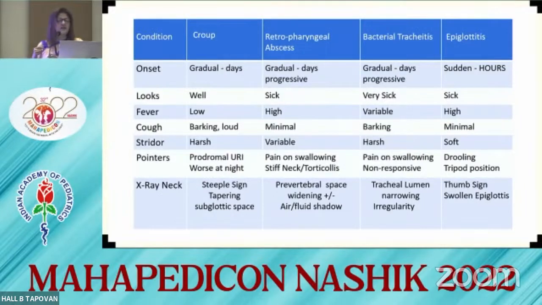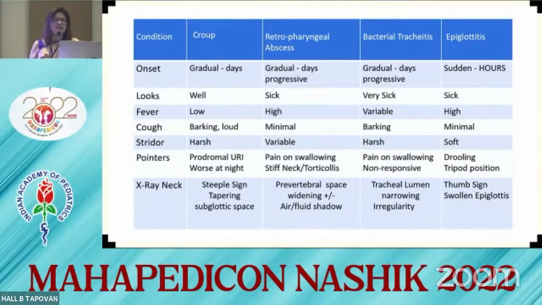In a retropharyngeal abscess, this is a sick child, gradual progression, minimal cough, and this child will have a stiff neck. He will hold his neck because the abscess is painful. He doesn't want to move his neck. He may have a torticollis position. If you take an X-ray here, the prevertebral space will be widened because of the abscess.